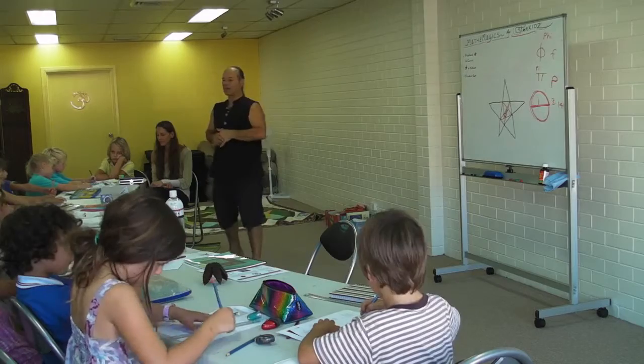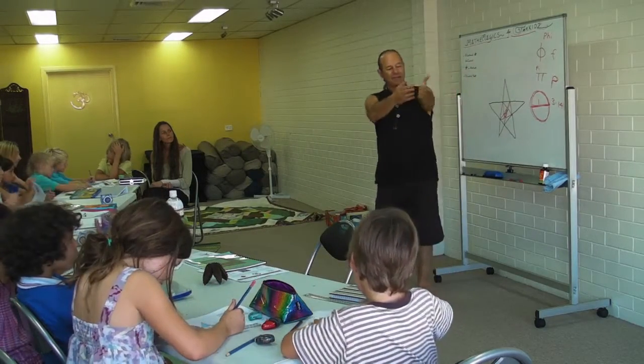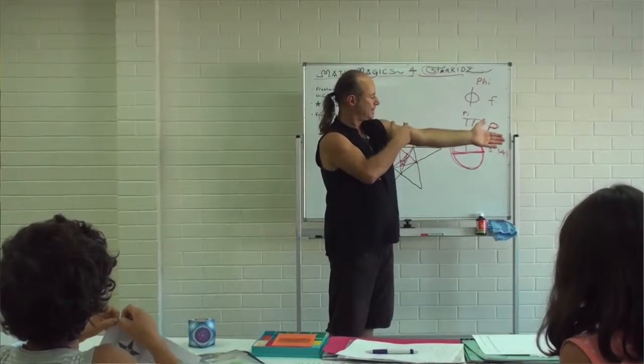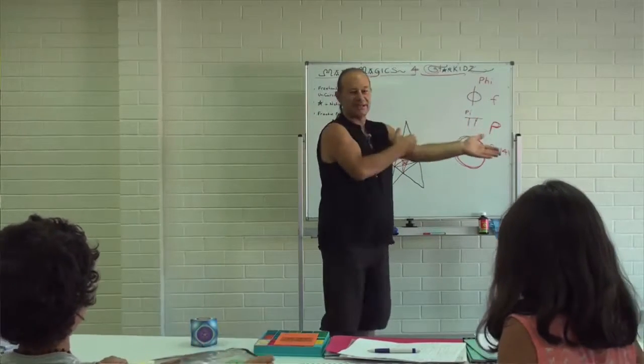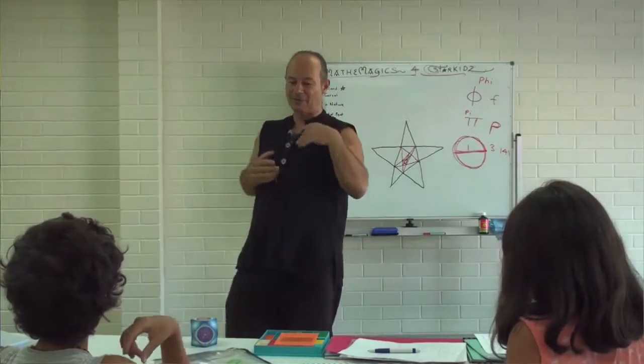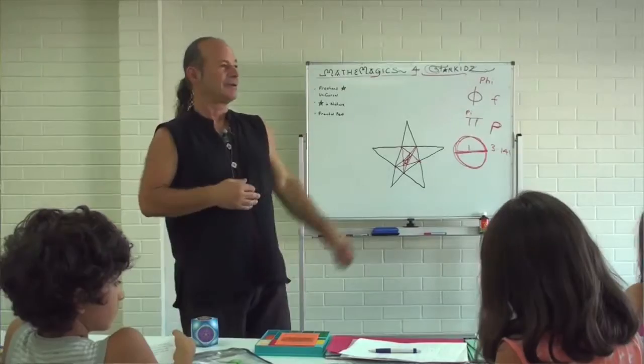So I spent my whole life studying the phi ratio. The phi ratio is where your elbow bends. If that's 8, that's 13. The ratio of 8 to 13 is 1.618, we call it phi. But we're going to do a whole lesson on that later on. 8 to 13.